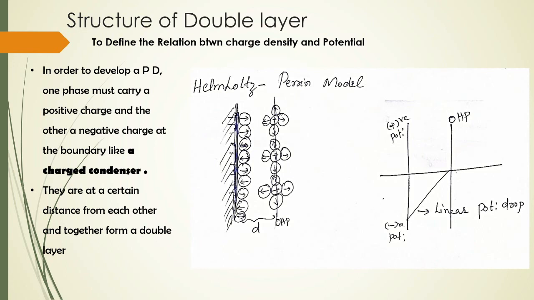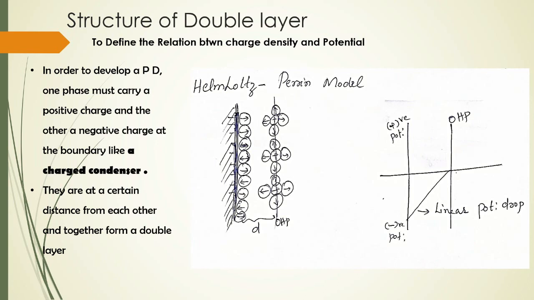So you can see that in the electrical double layer, on one side there is one charge and the other side will have another charge, so positive and negative or negative and positive. So two different charges, and they are separated by a certain distance d. That means you can consider this charge separation as a parallel plate or charged condenser. So these charge densities on the two layers are represented by Helmholtz as a parallel plate condenser, and hence this Helmholtz-Perrin model is also called the parallel plate condenser model.